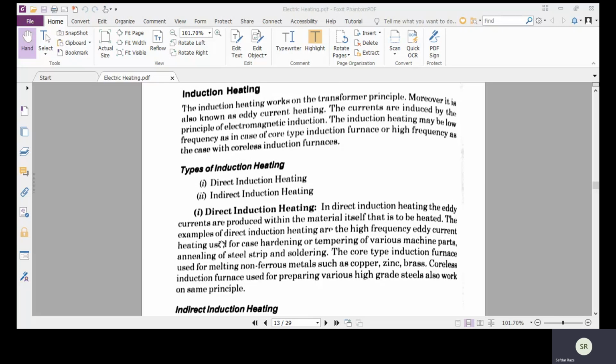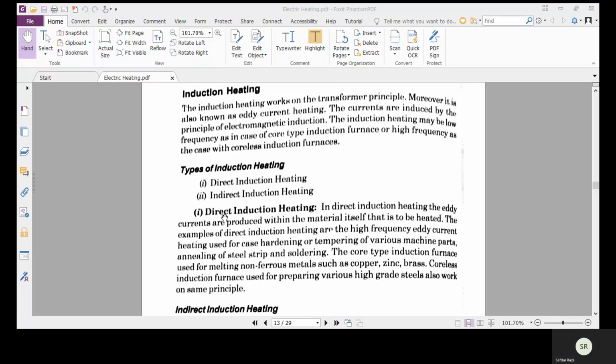Examples of direct induction heating are the high frequency eddy current heating used for case hardening or tempering of various machine parts, annealing of steel strip, and soldering. The core type induction furnace is used for melting non-ferrous metals such as copper, zinc, and brass. The coreless induction furnace, used for preparing various high-grade steels, also works on the same principle.